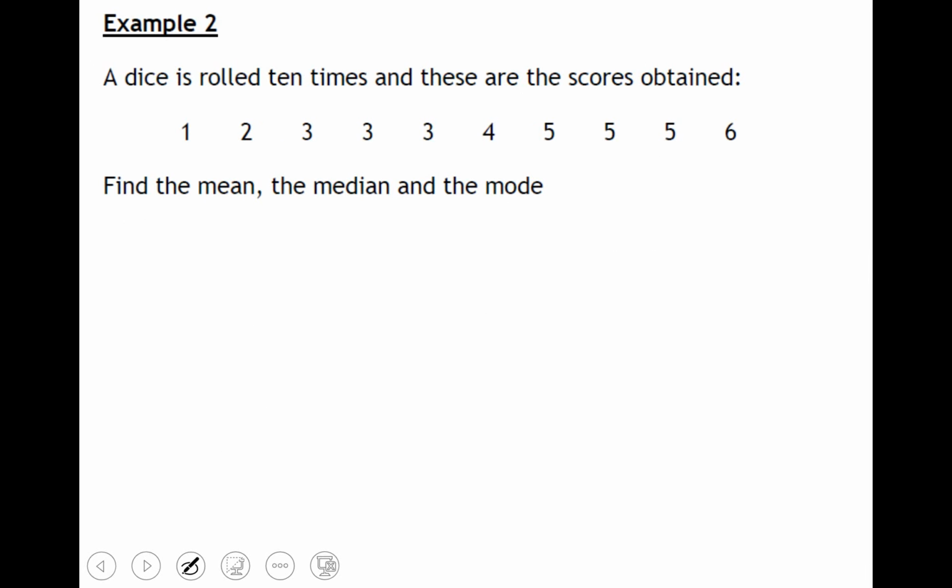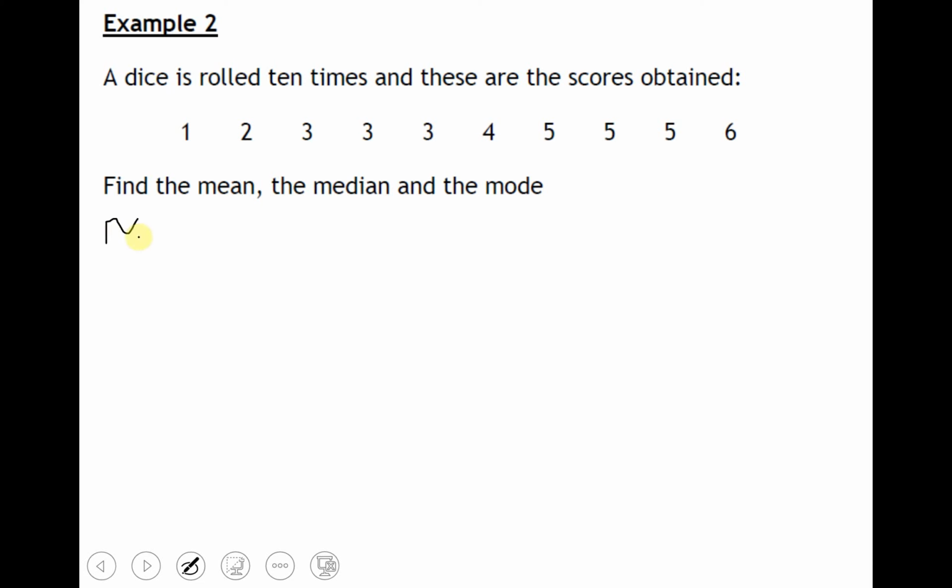Now in this second example, the numbers are already placed in order, so for finding the median we will not have to rearrange. A dice is rolled 10 times and these are the scores obtained: 1, 2, 3, 3, 3, 4, 5, 5, 5 and 6. Try to find the mean, the median and the mode.